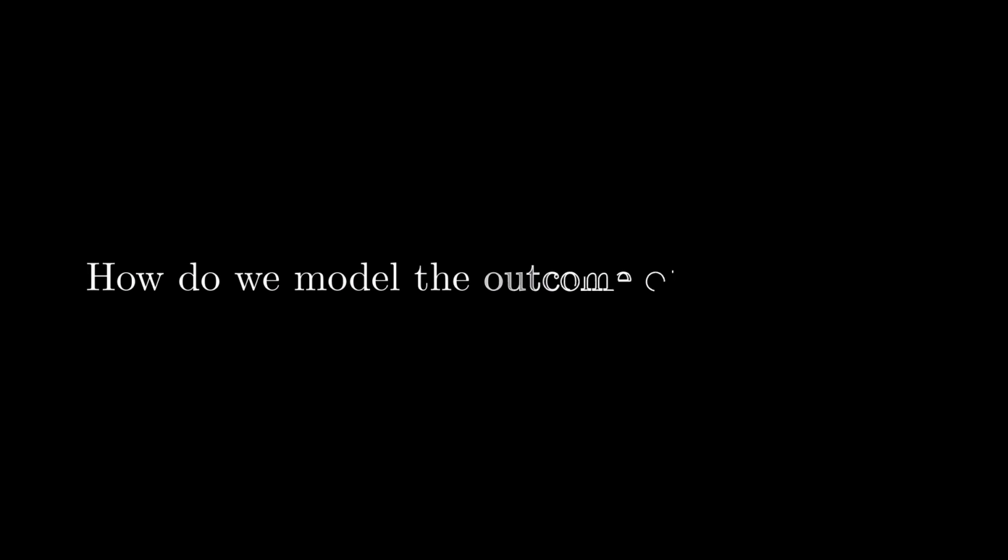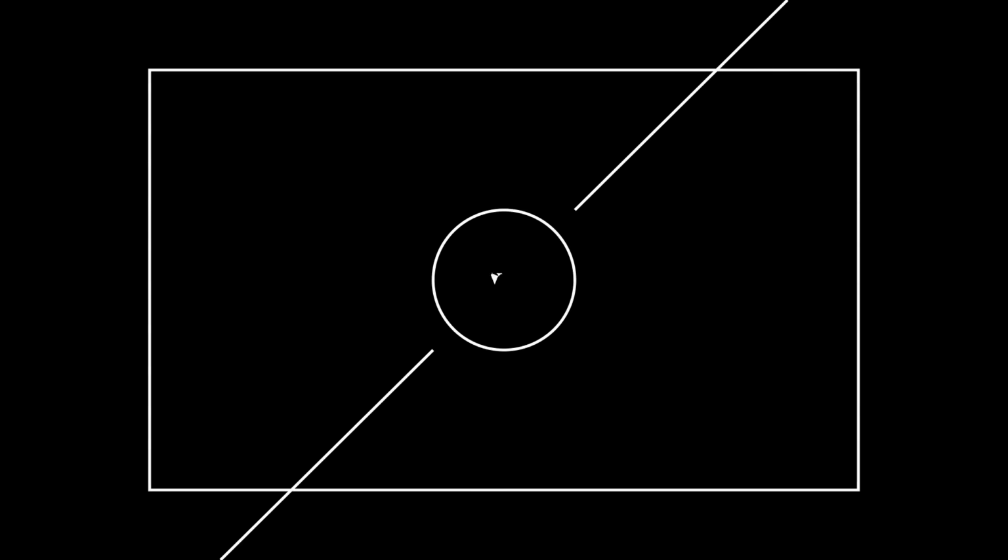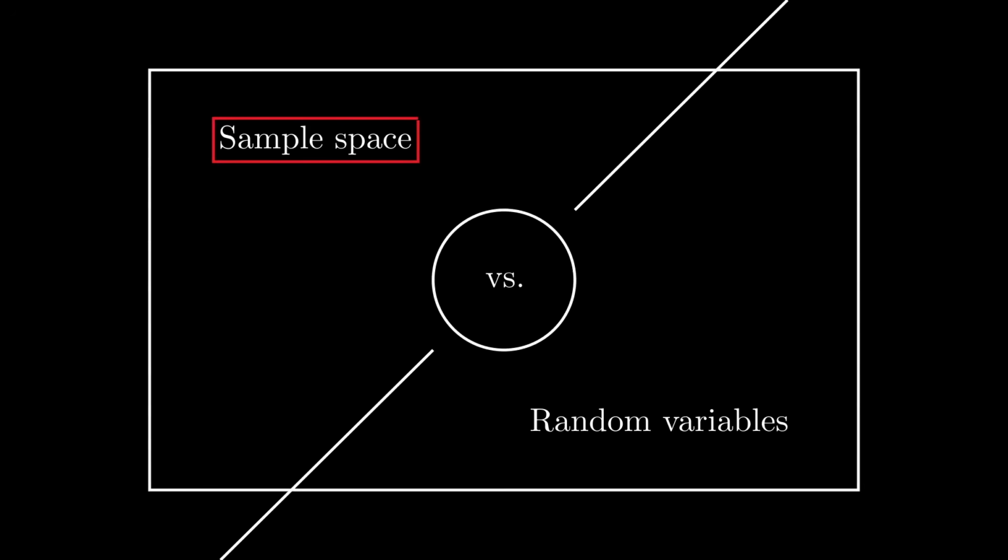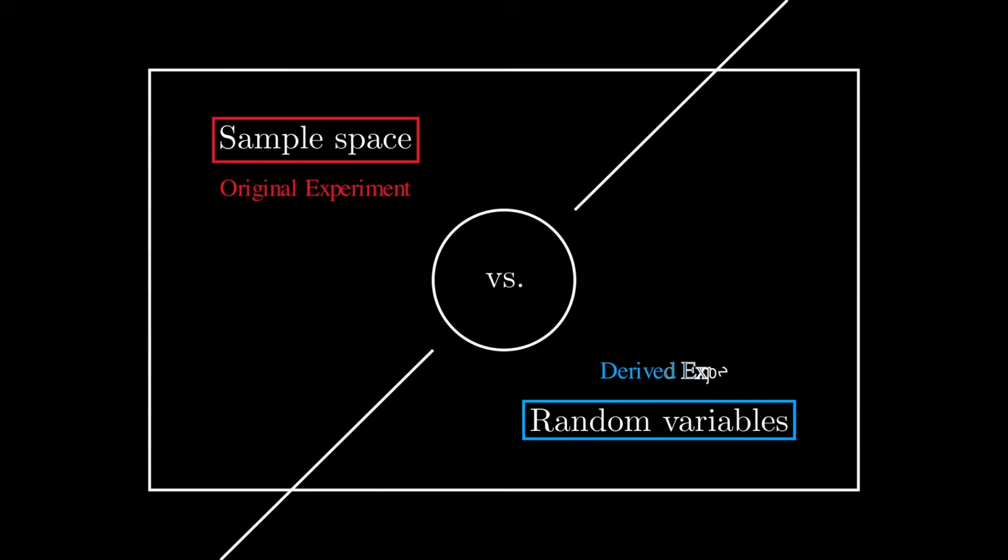How do we model the outcome of an experiment in probability theory? When we discussed the sample space, I told you that the sample space summarizes all outcomes of an experiment. But in this video, I will tell you that random variables are also used to model the outcome of an experiment. So how does this fit together? The difference lies in whether you are looking at the original or a derived experiment. Let me explain that with an example.